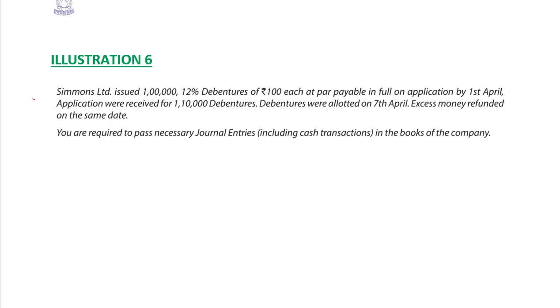Illustration 6. Simpsons Limited issued 1,00,000 12% debentures of 100 each at par payable in full on application by 1st April. Applications were received for 1,10,000 debentures. Debentures were allotted on 7th April, excess money refunded on the same date. You are required to pass necessary journal entries, including cash transactions, in the books of the company. Solution.